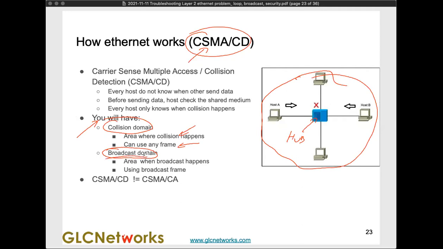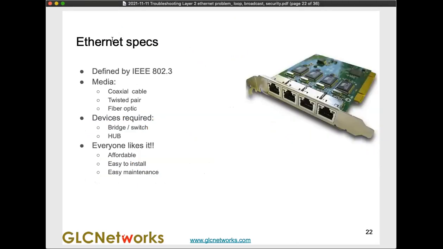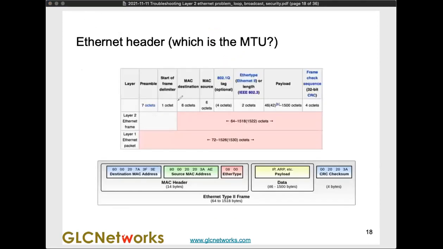Also the broadcast domain. The difference is that in a collision domain we can have any frame, while in a broadcast domain it happens only with a broadcast frame. In Ethernet, we know there is an EtherType field. The purpose of EtherType is to explain the payload. What does the payload look like? Is it IPv4, IPv6, broadcast, or multicast? That's the purpose of the EtherType field.